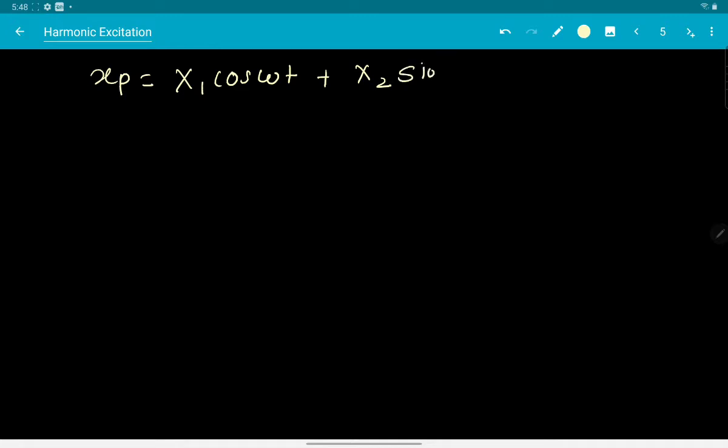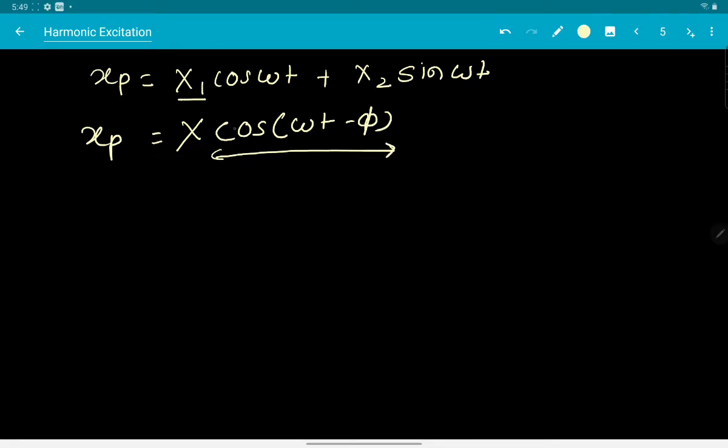So the particular integral for the equation under consideration will look something like this: x1 cosine omega t plus x2 sine omega t. I can simplify this and write xp in this form as well. You already know that, we have already done this before. So I can write xp as capital X times cosine (omega t minus phi). So rather than having something into cosine omega t plus something into sine omega t, you can write this entire stuff as X times cosine of (omega t minus phi), where phi is the phase with which this particular function is lagging when compared with cosine.